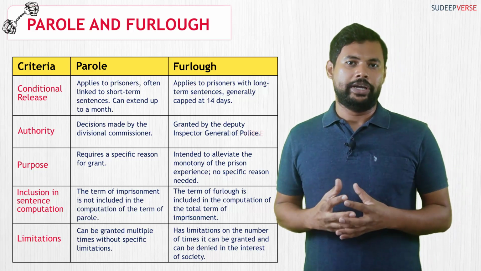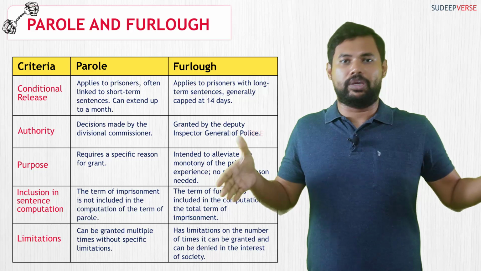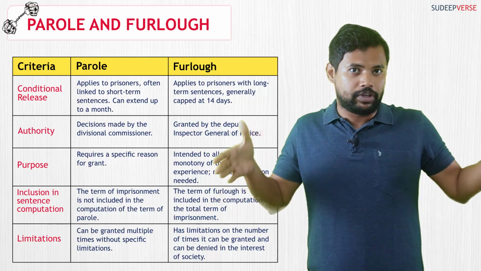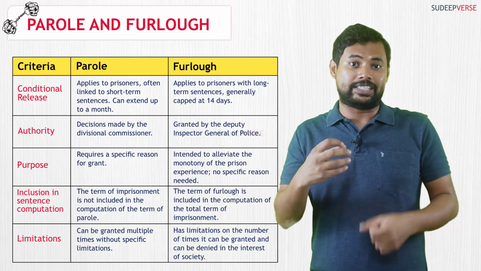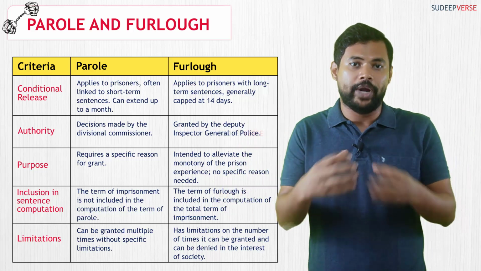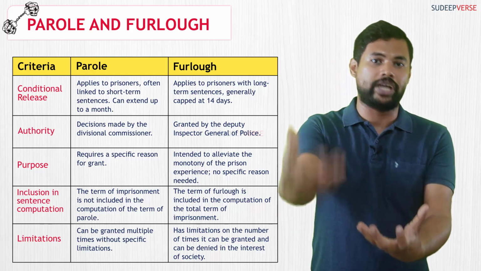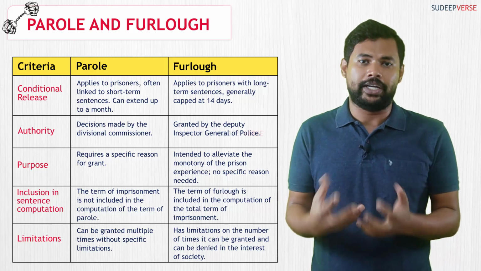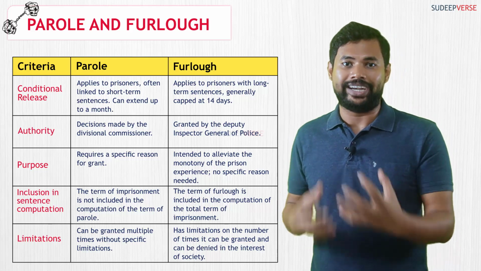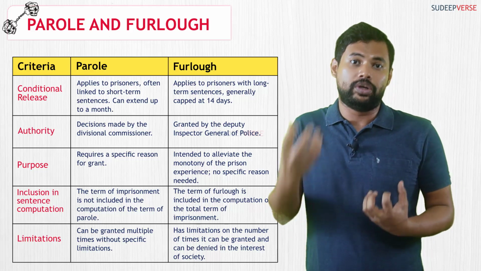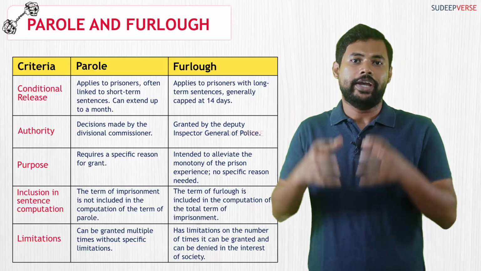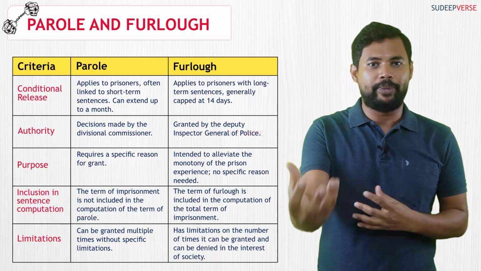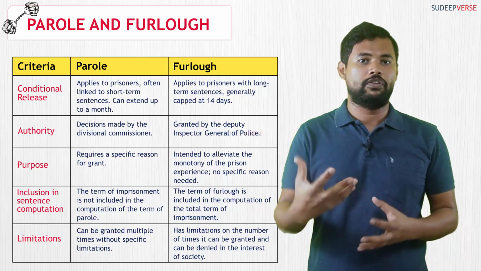Furlough is usually granted in terms of very long imprisonment. In order to break the monotony of that long imprisonment, the prisoner, as a matter of right, is given a scope to go out and spend some time with society as well as the family. This concept is known as furlough. So furlough is a matter of right. You allow that person to go out and integrate with society, and hence it is called good conduct remission. To break the monotony of the long term, you allow that person to go for a span of 14 days, spend some time with the family and come back. That is what furlough is.